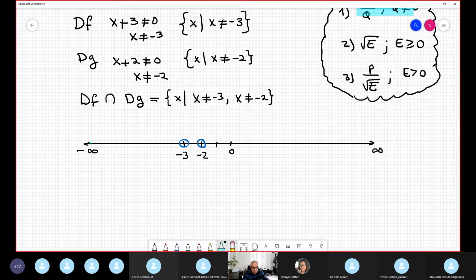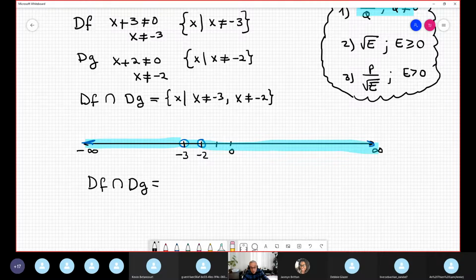Now my domain is all real numbers except these restrictions. Therefore, if you want to represent it on the test, always represent it using interval notation, not this notation. This is the domain of f intersection domain of g. This expression is much better on the test in interval notation: from negative infinity to negative 3, union negative 3 to negative 2, union negative 2 to infinity.